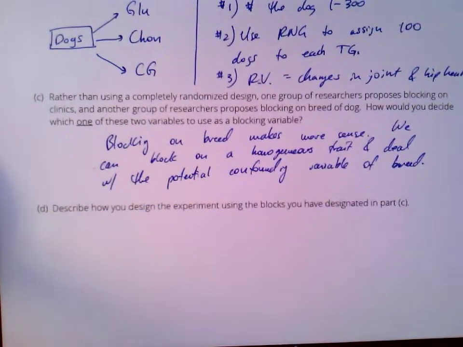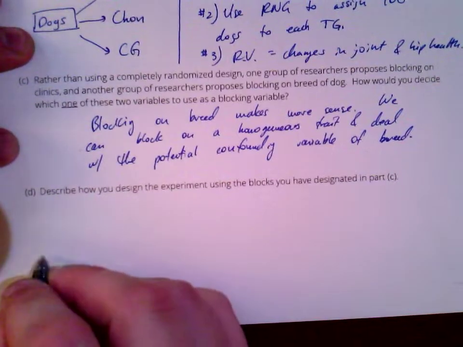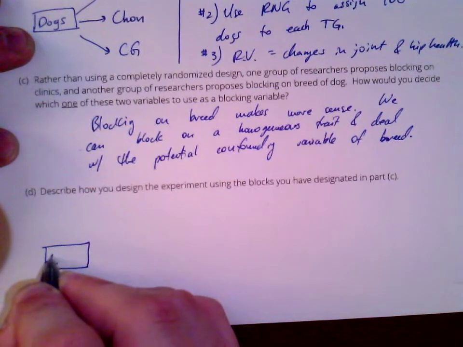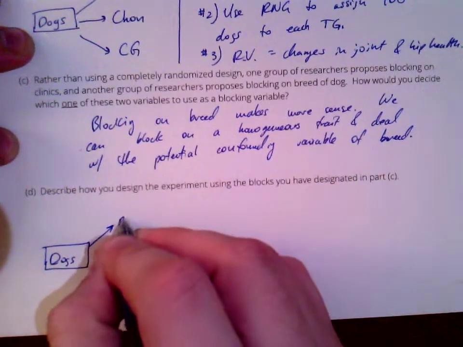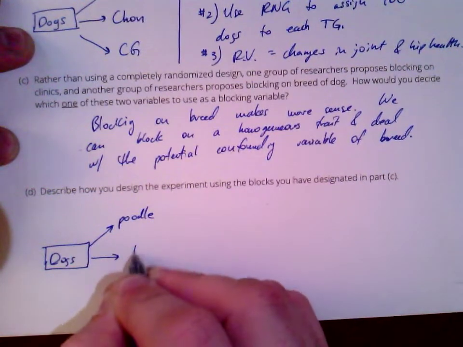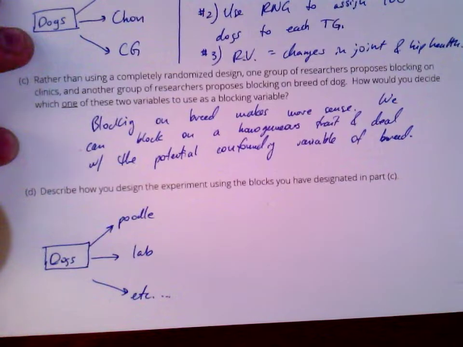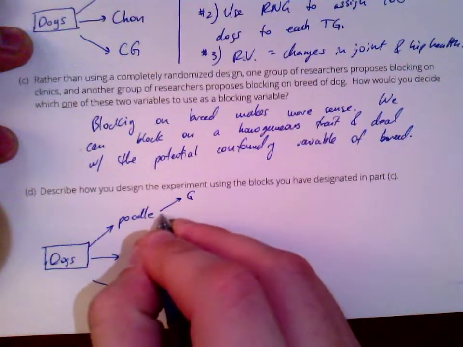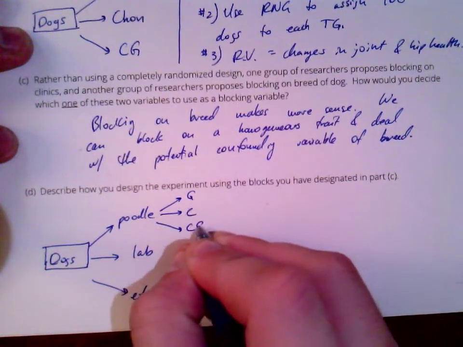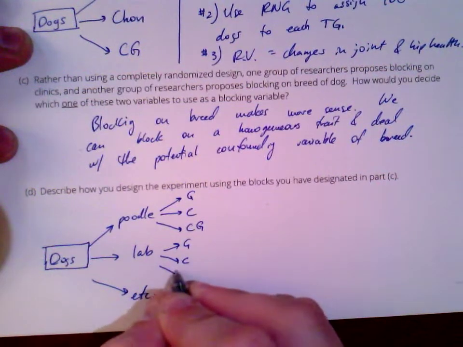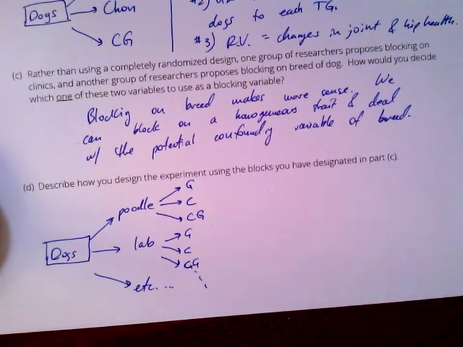All right, so part D says, now design the experiment based on the blocks we've just decided on. So breed. I've got to set up my diagram here. My experimental units are dogs, and we're blocking on breed, so come up with a few examples. Poodle, lab, etc. Like other types of dogs. And then in each block, we would assign the 3 treatments. So the glucosamine, the C1, and the control group. G, C, control group. And so on.